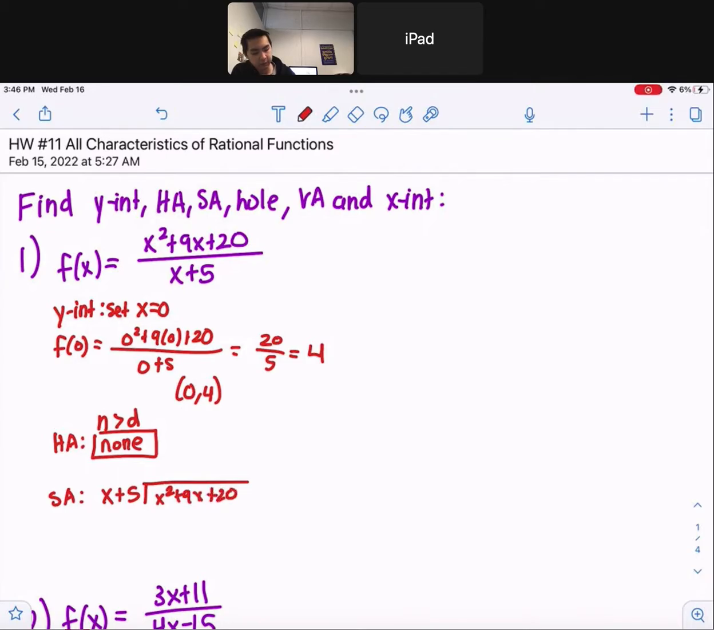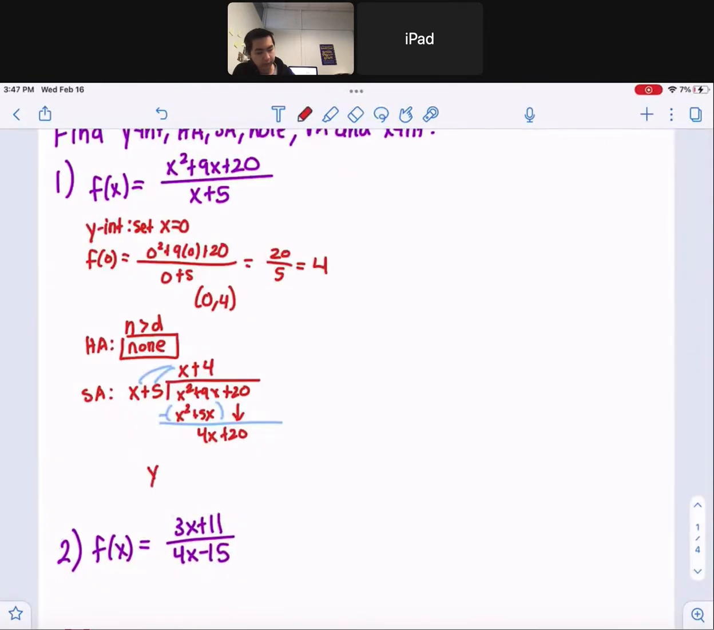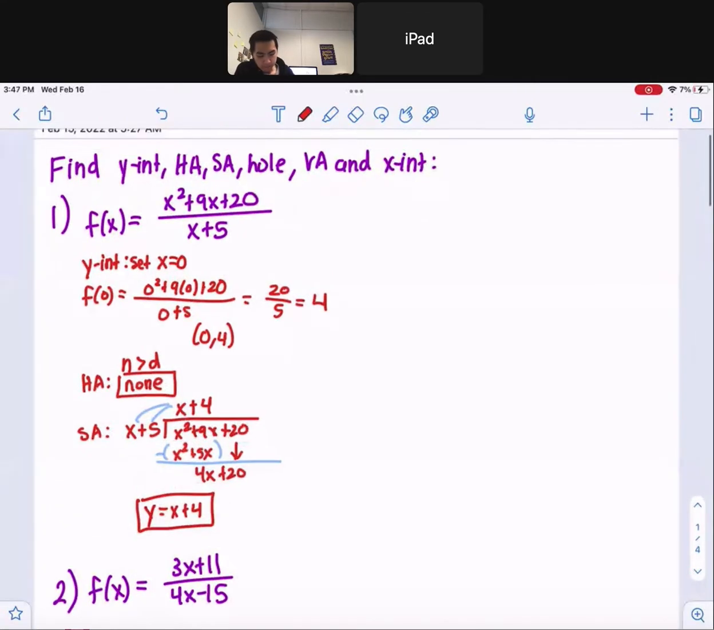X times x will give you x squared, so distribute that. We get x squared plus 5x. Subtract that, and we get 4x, because 9x minus 5x is 4x. Drop down the 20. And x times 4 would give you 4x. So our equation for the slant asymptote is going to be y equals x plus 4. So there we have that.